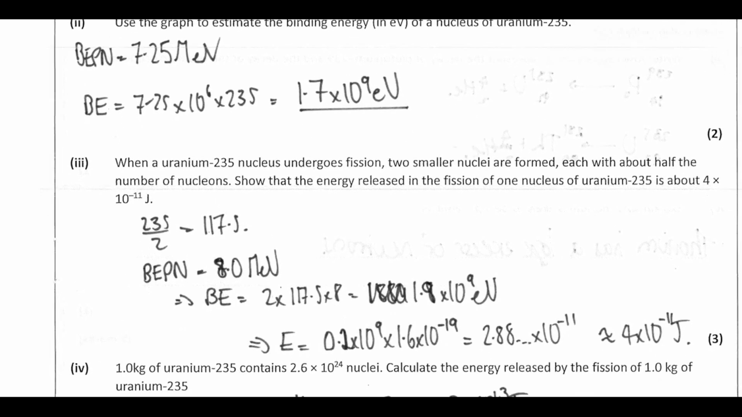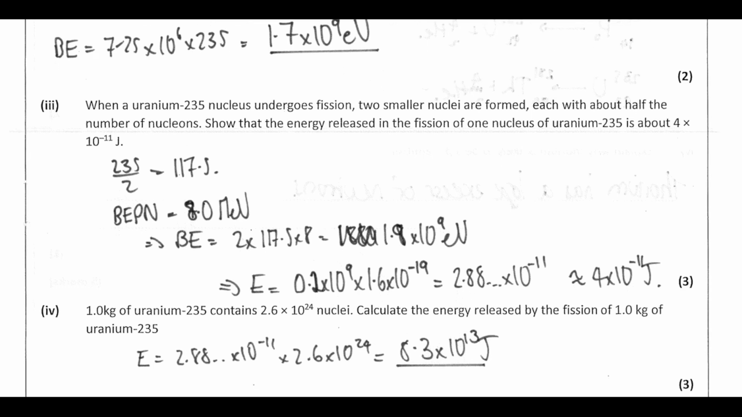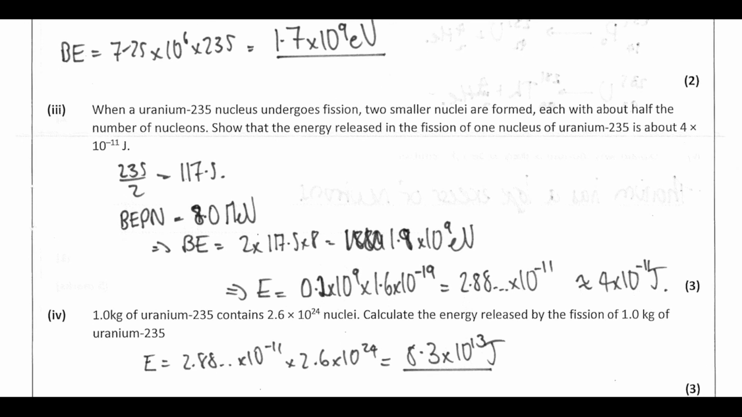Okay, so when a uranium-235 nucleus undergoes fission, two smaller nuclei are formed, each with about half the number of nucleons. Show that the energy released in the fission of one uranium nucleus is about 4 times 10 to the minus 11 joules. So first of all, this is the new nucleon number, roughly. Obviously, you can't have half a nucleon.